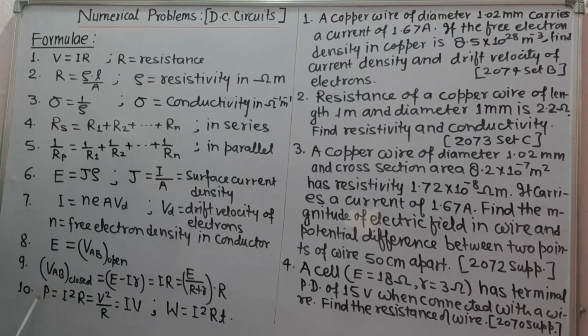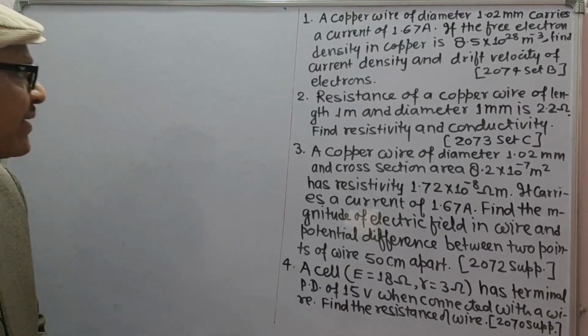Electrical power P is given by I square into R, which is also equal to V square upon R, which is the product of current into voltage, and therefore electrical work done will be equal to I square R into t. Now question number 1.